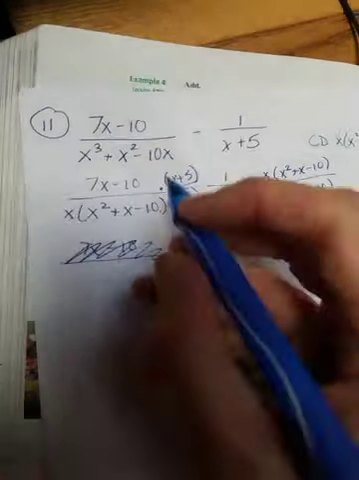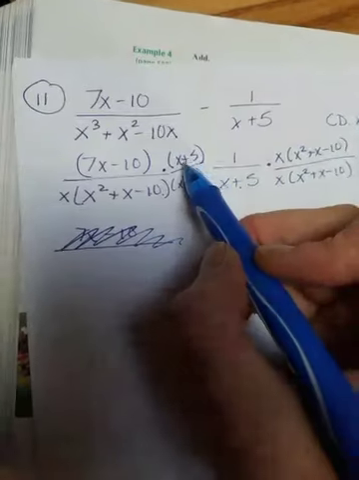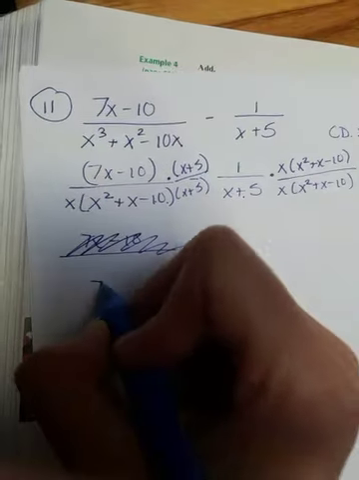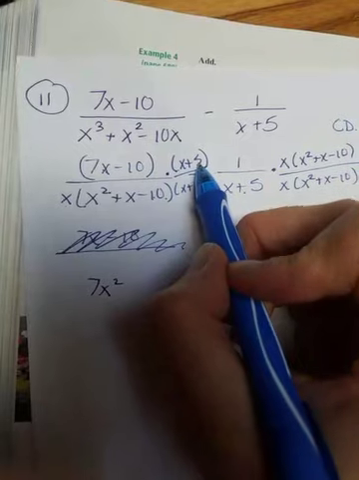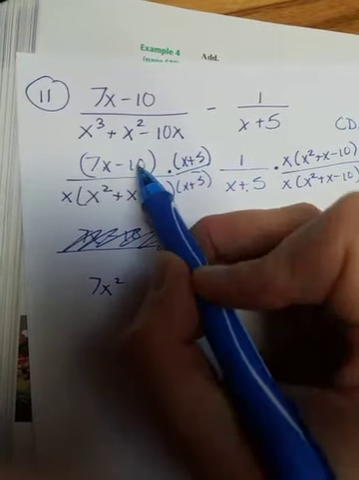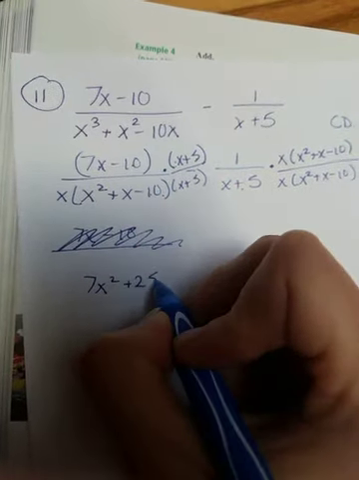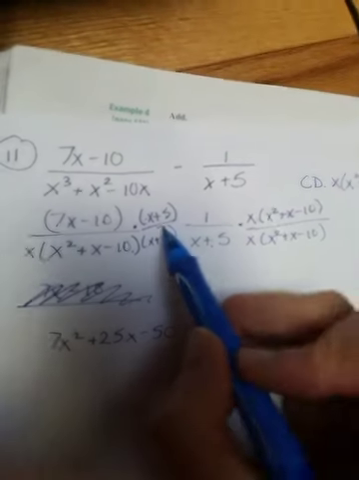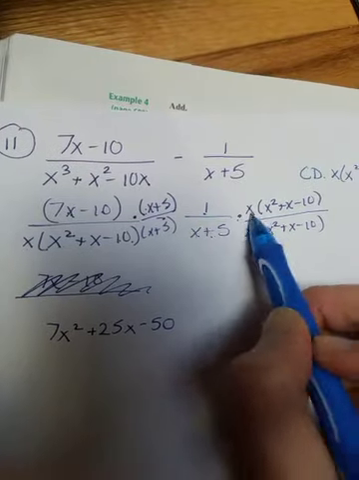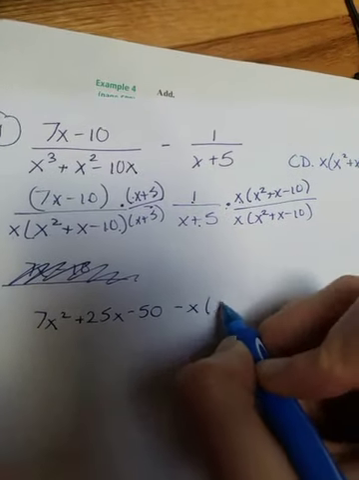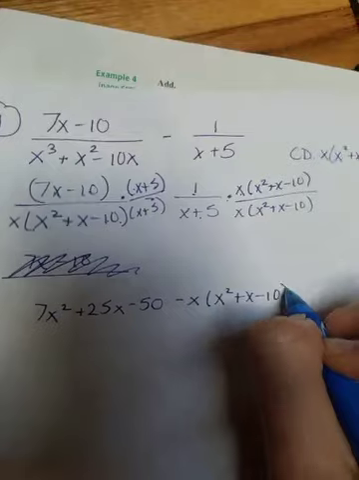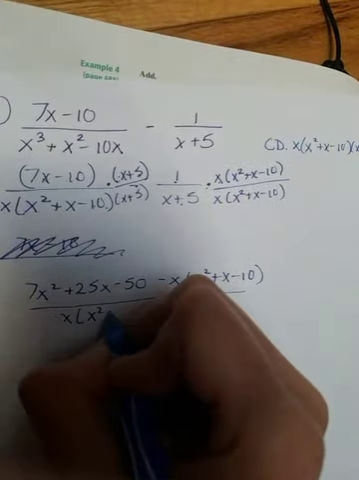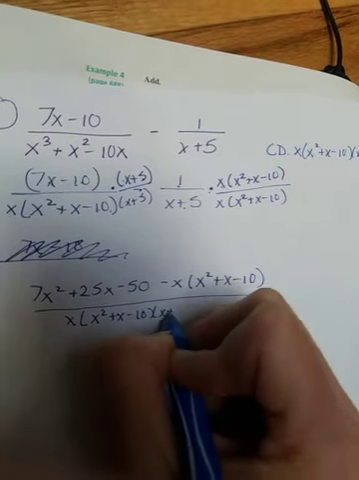Okay, so here we go. We have a 7x minus 10 times x plus 5. There's a lot to write for this one. I'm going to FOIL this right now. 7x times x is 7x squared. 7x times 5 is 35x minus 10x is a 25x. And then a minus 50. Okay. This is a negative 1 times x. So just for the sake of remembering that we're subtracting, I'm going to write that down. And our new denominator is x times x squared plus x minus 10 times x plus 5.